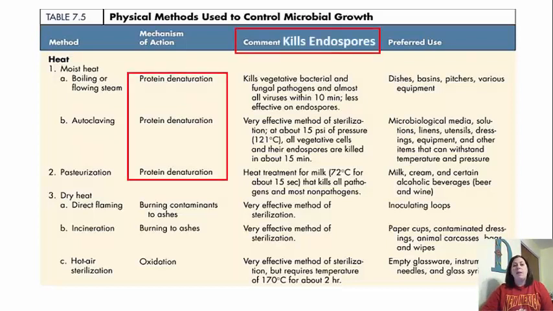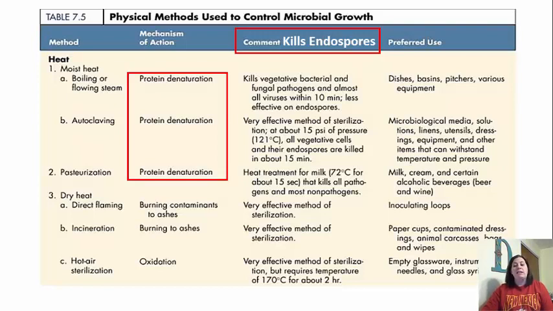Now, when we're looking at boiling or autoclaving, you'll notice that this does protein denaturation. So we see here that it's going to denature the proteins and make them where they cannot be utilized. Then another thing that's important on this chart is the comment of whether it kills endospores. So if you look at boiling, it kills vegetative bacterial and fungal pathogens and almost all viruses within 10 minutes, but it's less effective on endospores. All right, so boiling might be good for some things, but not others.